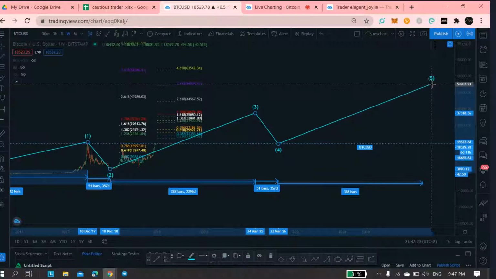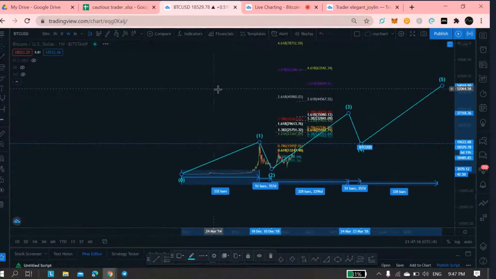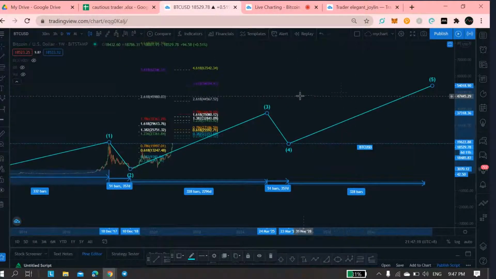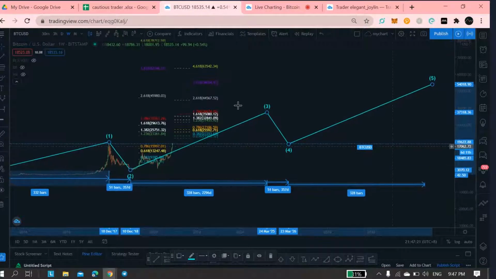Actually, it can even extend us to the 3.618. I think this is much better rather than using this 2.618, which is a target of around $44.